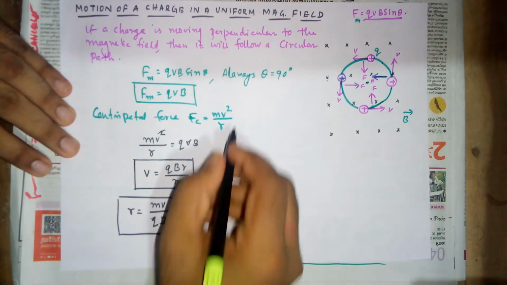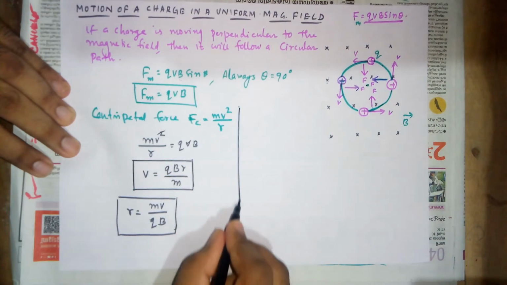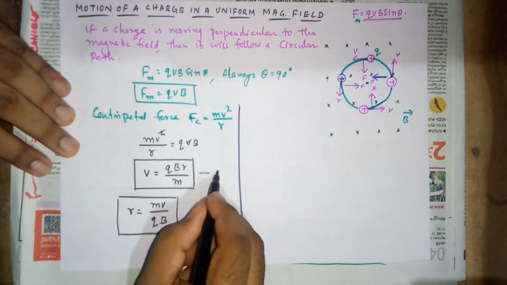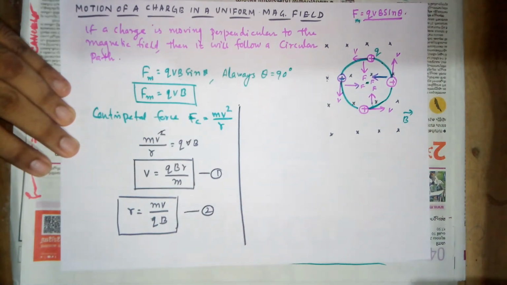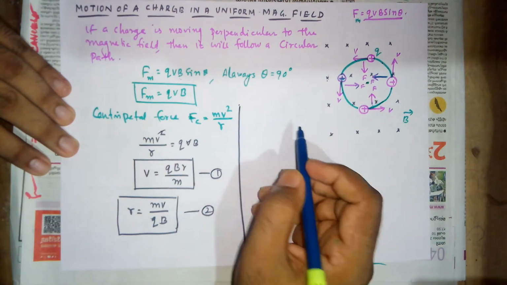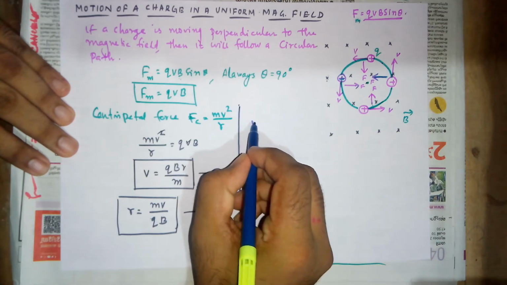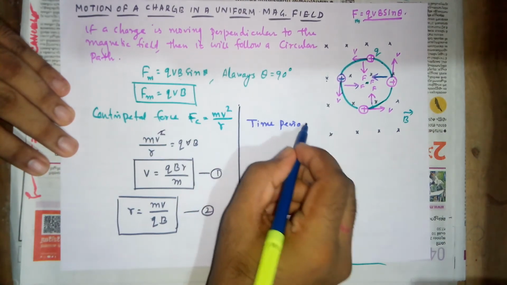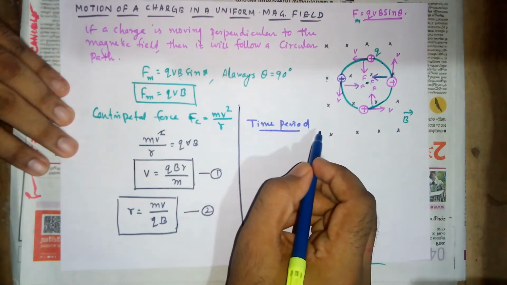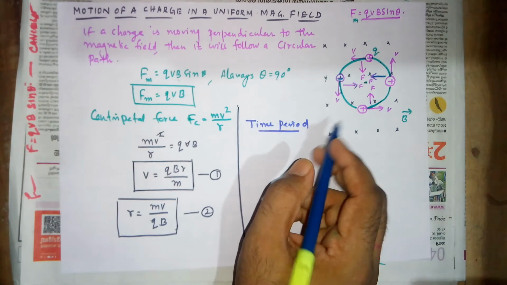Okay, now we have to derive many relations here. In this case, these are the two relations: first relation, and this is the second relation. The next relation to be derived is for the time period. So what is the meaning of time period? Time period is the time taken for one complete oscillation, one complete revolution, right?